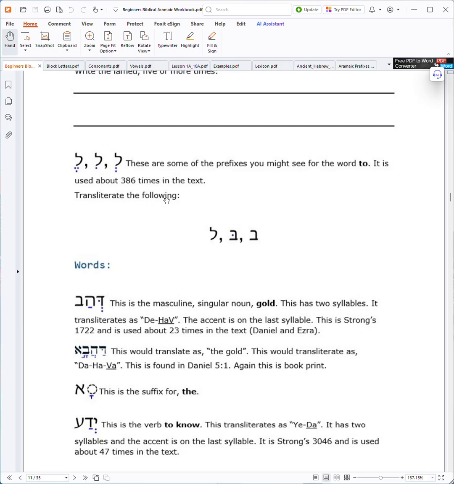So then we want to transliterate these. So this would be a V. So write a V here for victory. And this would be a B for boy. And this is a lamed for late. Lake. Lamed.